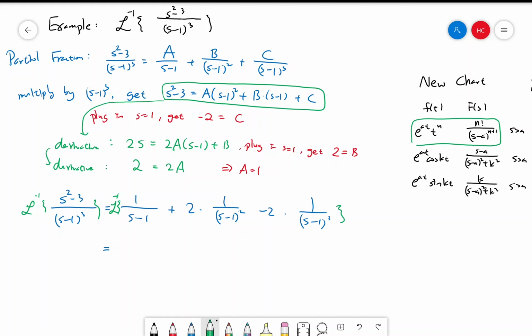For all three terms, we look at the chart, same entry again: a is equal to 1 for all three of them. For the first term, n is equal to 0. For the second term, n is equal to 1. For the third term, n is equal to 2. So the inverse Laplace transform is equal to e to the t, plus 2 (the coefficient stays) times e to the t times t to the first power, minus 2 times e to the t times t squared. So this is our final answer.